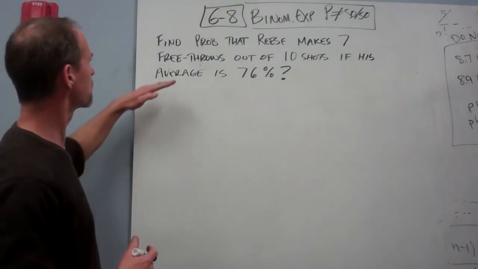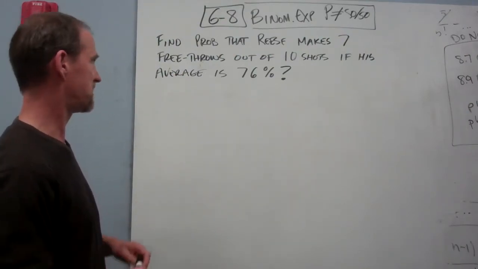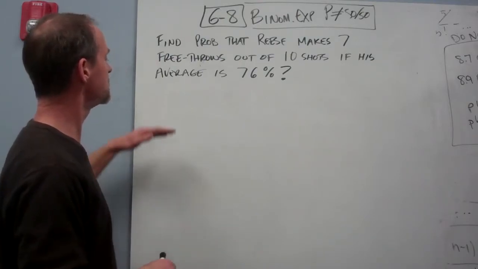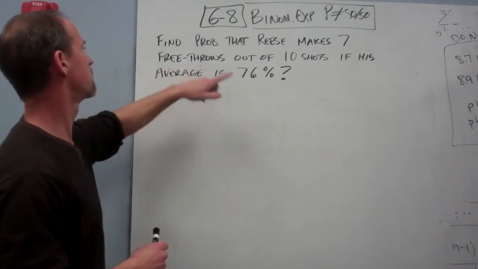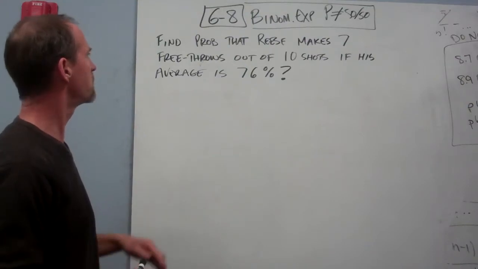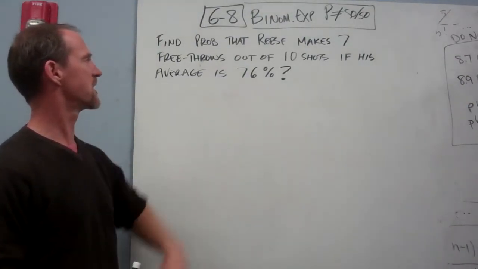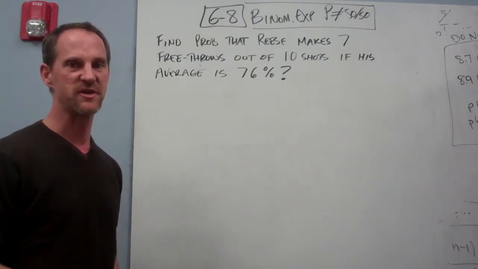Or in this case, we're going to assume that there's this student. I don't know who he is, but could be that his name is Reese and he plays basketball, and he's going to take 10 free throw shots during a game. And we want to find out the probability that he makes exactly 7 of them if we happen to know his lifetime average is 76%.